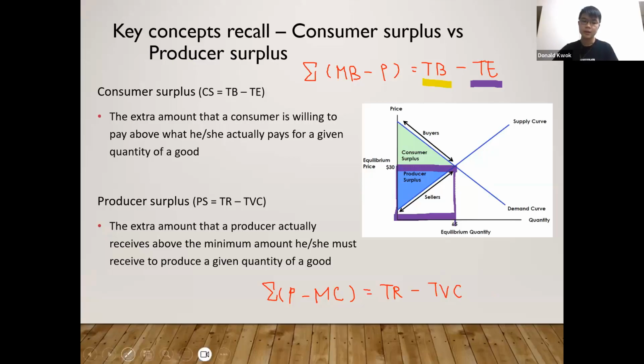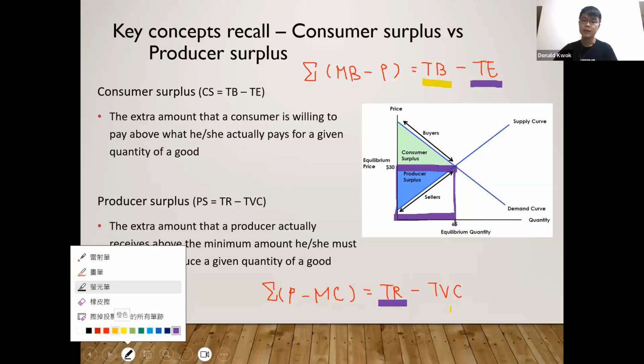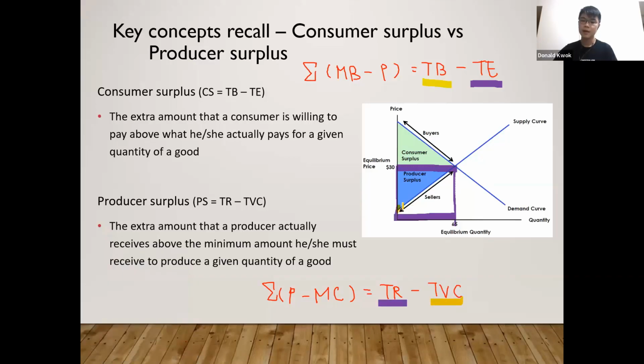All right. So again, if we locate the areas of total revenue and total variable cost in the diagram here, total revenue is simply the same area as total expenditure, the purple rectangle in this case. While the total variable cost at the market equilibrium is simply the area under the supply curve until the market equilibrium level. So this orange trapezium is the total variable cost at the market equilibrium. And finally, the producer surplus would be the purple rectangle minus the orange trapezium, which explains why the blue triangle here is the producer surplus.